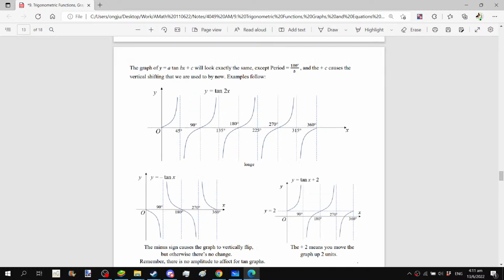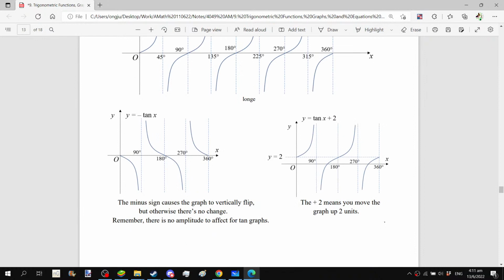If instead I have a negative sign, it causes a vertical flipping in the graph as usual, but otherwise it's basically the same thing. In particular, note that there is no amplitude to attack, and there is no maximum and minimum to attack, which means that even if you add the minus sign, you can still become positive infinity, you can still become negative infinity, and you will still teleport from one end to the other when you draw the graph. Last but not least, if the axis changes because of an external constant, just move the graph upwards or downwards accordingly.